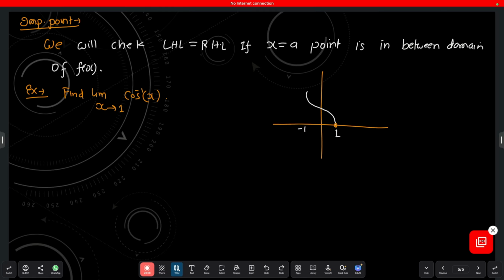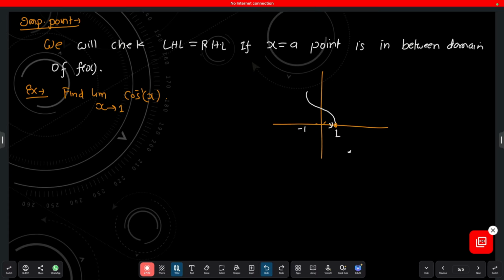We can approach 1 from the left hand side. Correct, we can approach 1 from the left side. It is possible from this side, but can you approach 1 from the right side? Because the right side of 1, the graph is not available. We will check L.H.L and R.H.L for equality if the point at which you are checking the limit is inside the domain, anywhere, here, here, here.